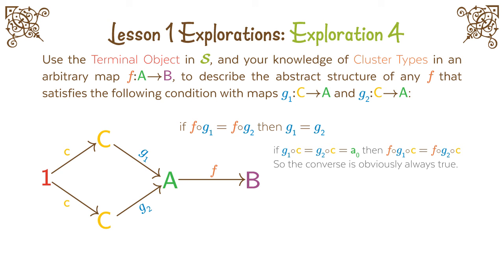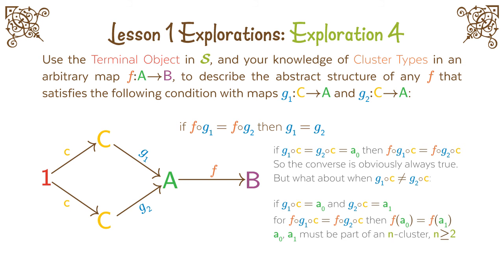Let's assume that G1 following C is not equal to G2 following C, and see how we can make their composites with F equal. So let's say G1 following C is equal to A0 and G2 following C is equal to A1. So for their composites to be equal, we need that F of A0 equals F of A1 equals some point in B. Let's say B0. From that relation, you can tell it's a two-cluster. So if F is to satisfy that condition, it can't have any two clusters.